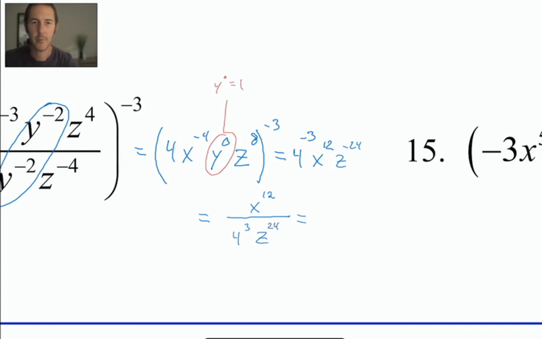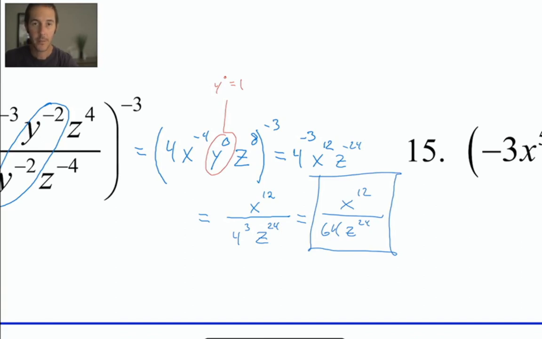And the last step in cleaning this up will be to simplify by taking 4 and actually raising it to the third power, which gives us x to the 12 over 64 times z to the 24. And that is your final answer.